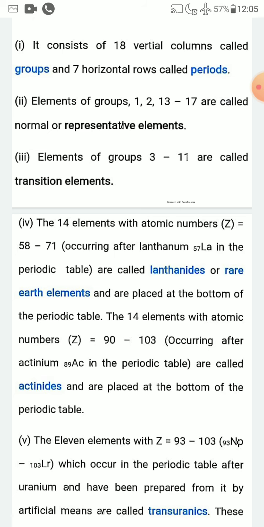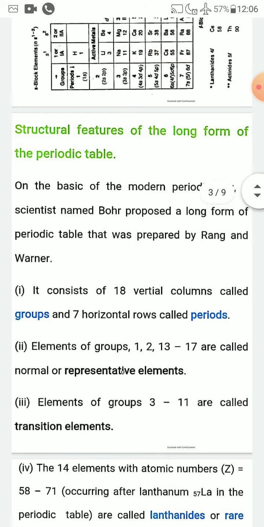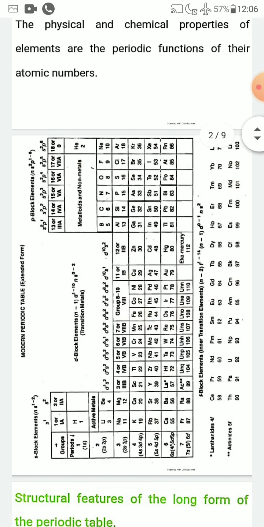The 14 elements with atomic number Z equal to 58 to 71, occurring after lanthanum, are called lanthanides or rare earth elements. These elements are placed at the bottom of the periodic table. You can see here in this periodic table, the total 14 lanthanide elements from cerium to lutetium, atomic number 58 to 71.